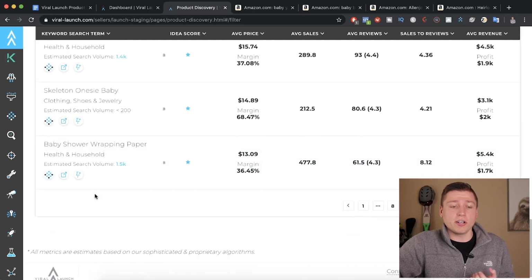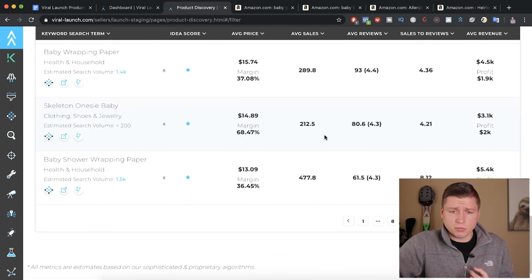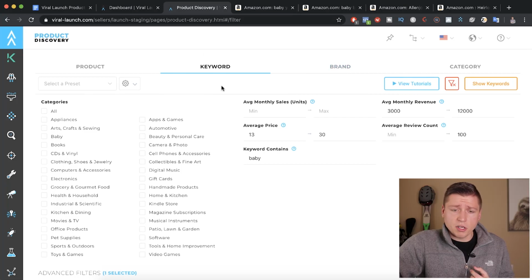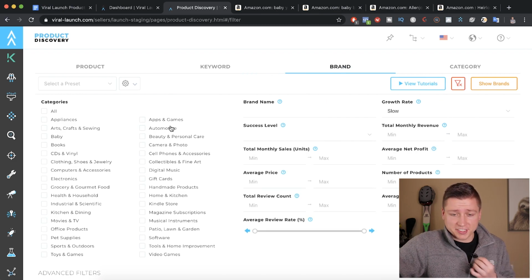Obviously, it just goes on and on, but let's move on for the sake of it, guys, because we have other things to cover. Keyword is probably my favorite search method at this moment in time, but brand and category are also super awesome.